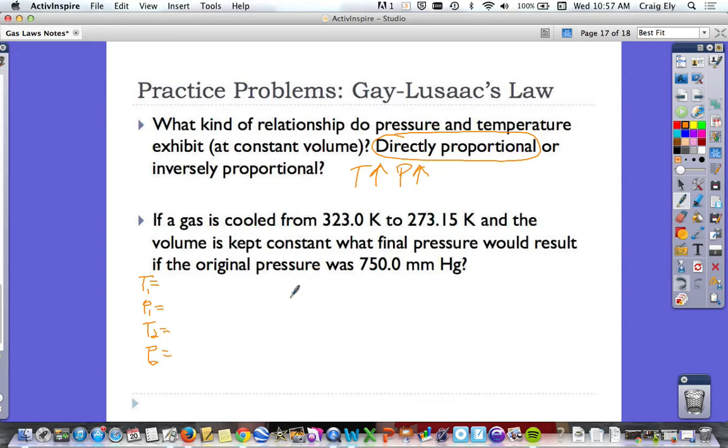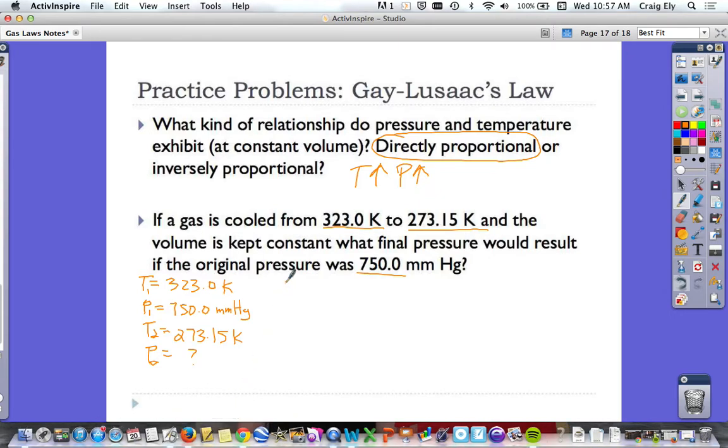So our first temperature, now fortunately we're already in Kelvin, so we don't have to do any converting. So we have 323.0 Kelvin. And I think a minute ago I said degrees Kelvin. Of course that's wrong, right? We just say Kelvin. And our first pressure is 750.0 millimeters of mercury. And remember, that's one of our units of measurement for pressure. My second temperature is 273.15 Kelvin, and my second pressure is unknown, so that's what we're solving for.